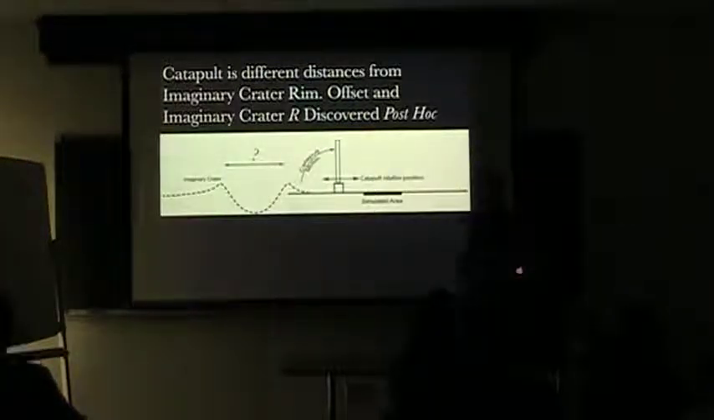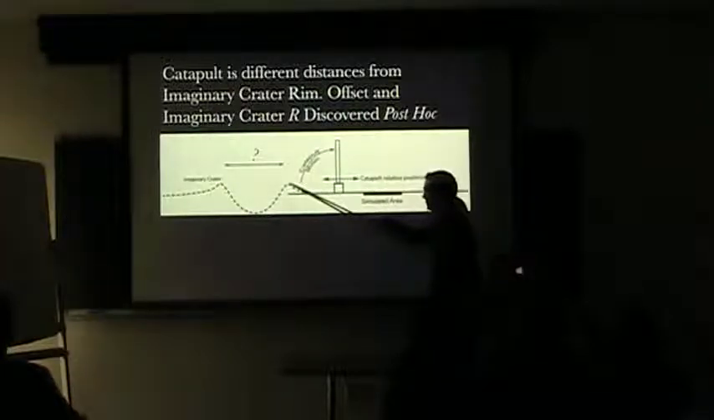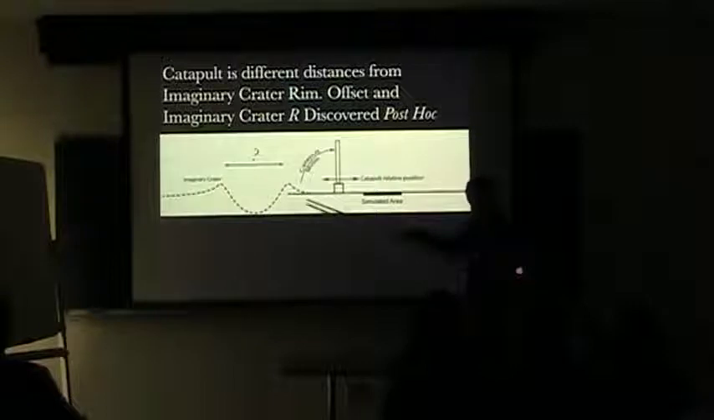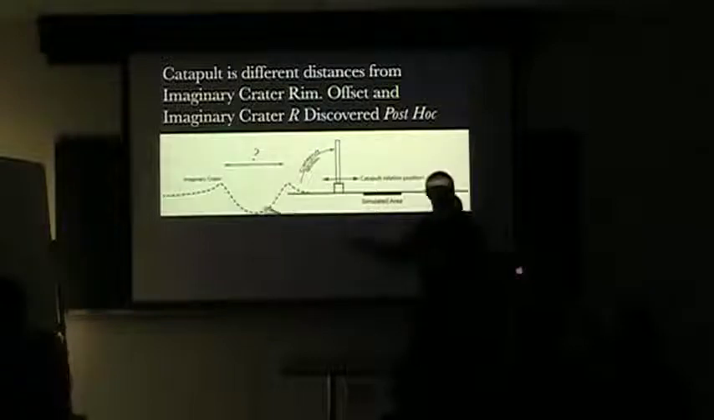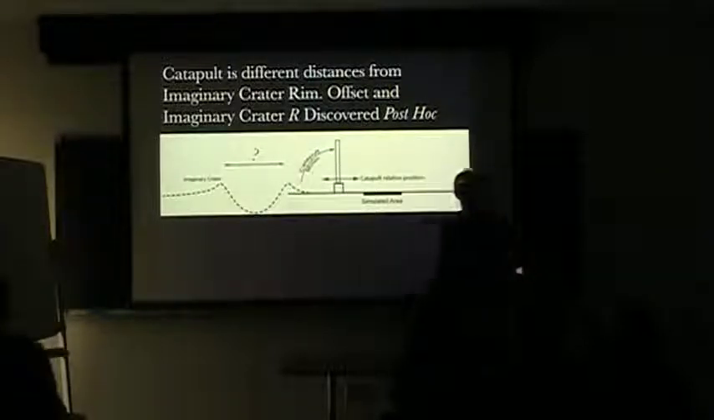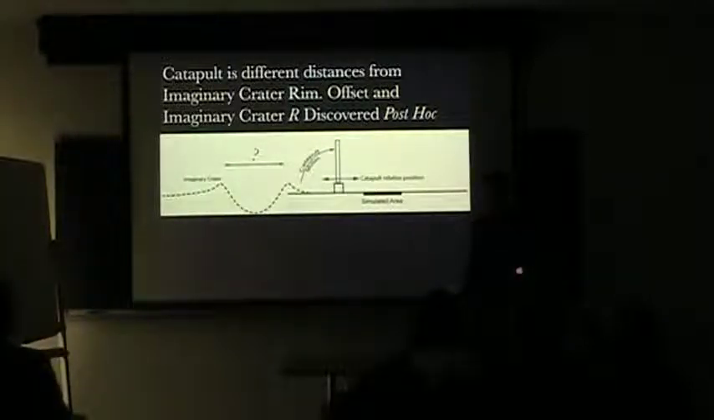Now, the catapult does not simulate the entire ejecta deposit from a crater. It only simulates a small portion, such as here. Also, we can't assume that the catapult necessarily sits on the rim of the crater. Rather, the catapult is somewhere downrange of the imaginary crater rim. And in fact, before we did any experiments, we didn't even know what size of imaginary crater we were simulating. And so we had to figure that out after we had done some experiments.